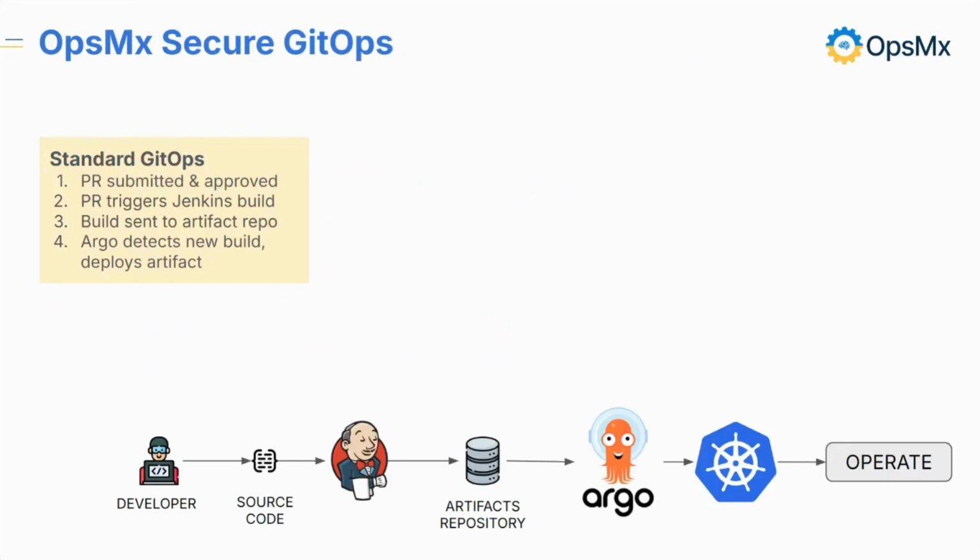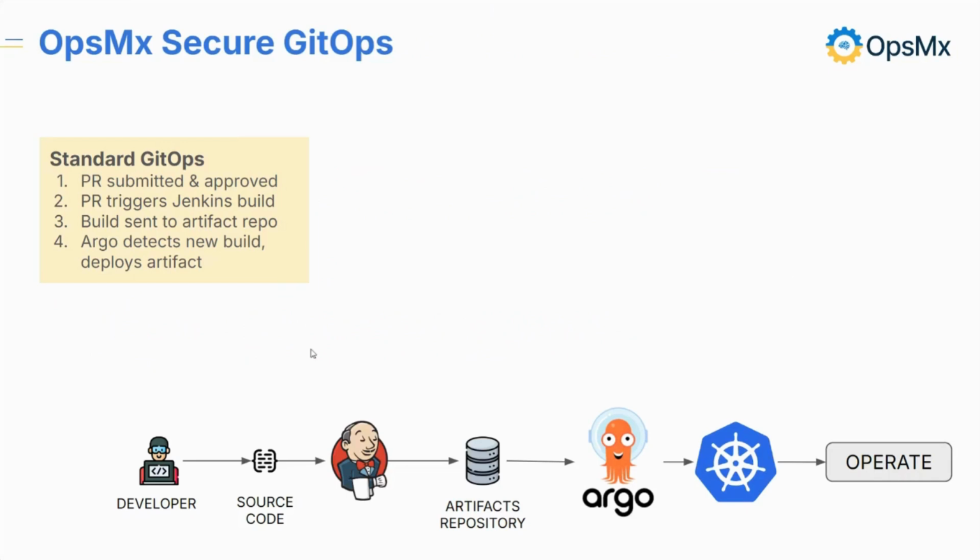Now, what we're showing in this demo is something that we call secure GitOps. We see more and more organizations moving to a GitOps deployment model for their future applications as they evolve their CI/CD practice. And so, a standard GitOps model is designed to just move very quickly and get releases out very quickly.